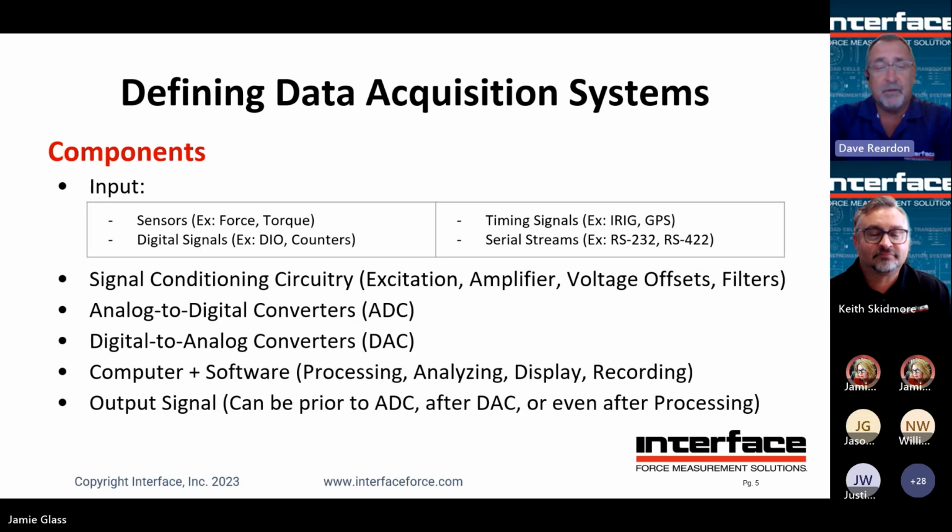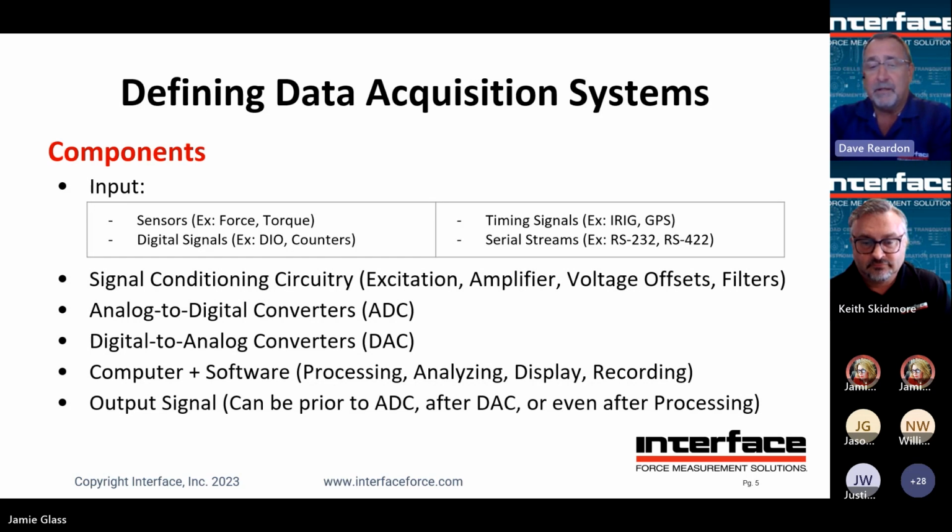D to A converters, a DAC, DAC that is, of course, not DAQ. This is used very often whenever you want to convert those digital signals back into an analog signal and output some type of voltage or current to drive some other component, such as an analog meter. The next component is your computer and the software. This is used for processing, analyzing, displaying, and recording the data.